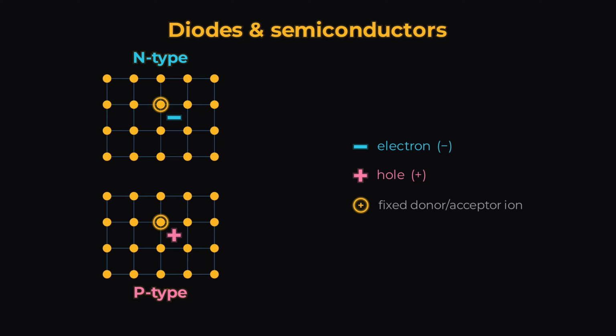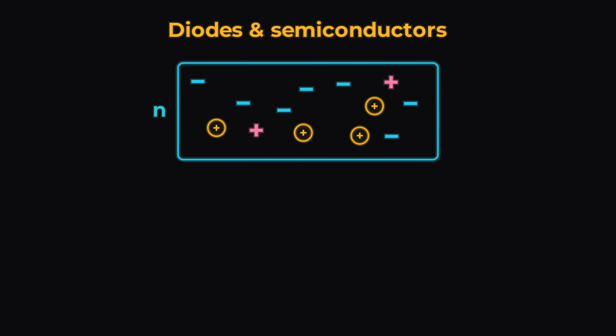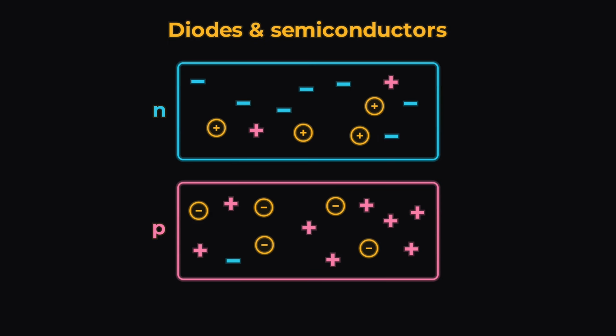Electrons carry negative charge, and holes act as positive carriers. In n-type material, electrons are the majority carriers. In p-type material, holes are the majority carriers. Each type also holds a small number of the opposite carrier, called minority carriers.